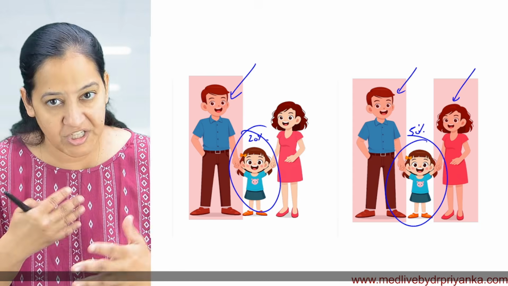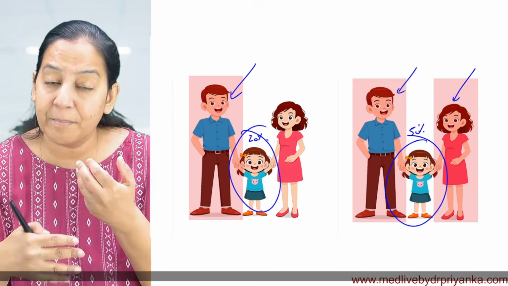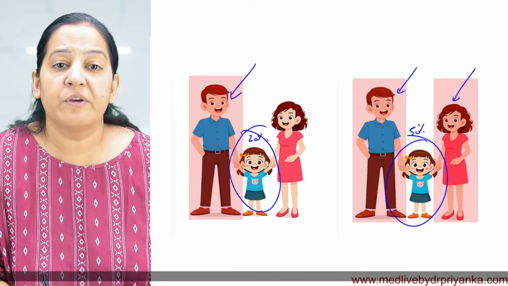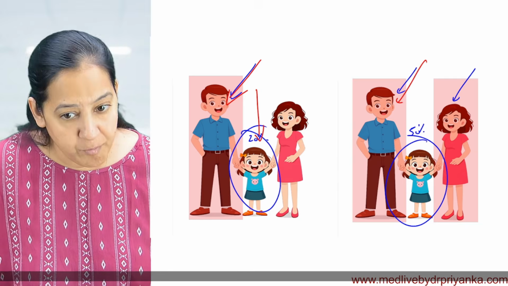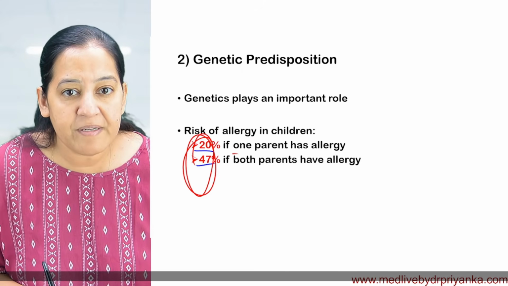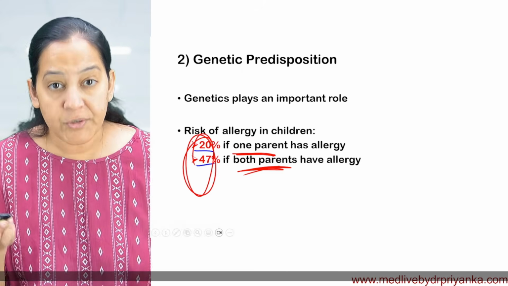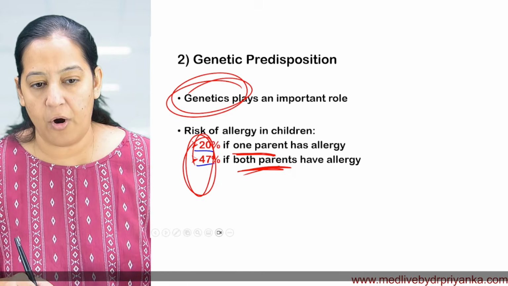I don't know the name of the gene or the chromosome, but this percentage is giving evidence that there may be genetic predisposition. So if one of the parents has allergic rhinitis, there is a 20% chance the child will have it. And if both parents have allergic rhinitis, there is a 50% chance the child will have it. So it indicates that genetics also plays a very important role in the etiology of allergic rhinitis.